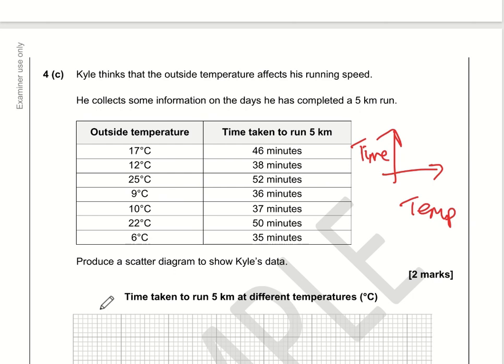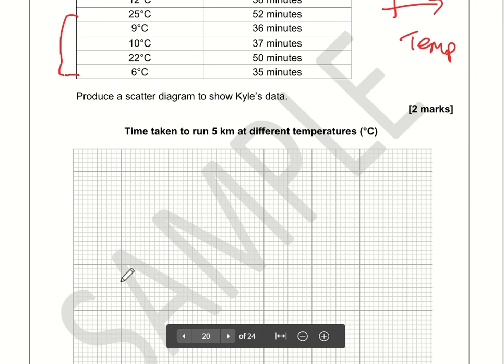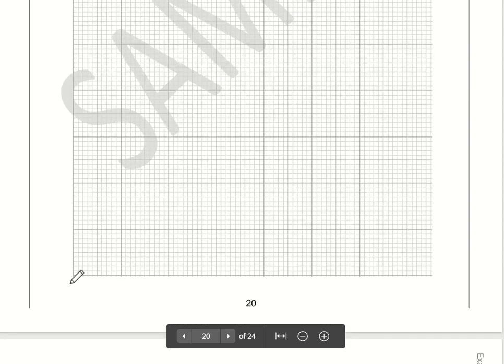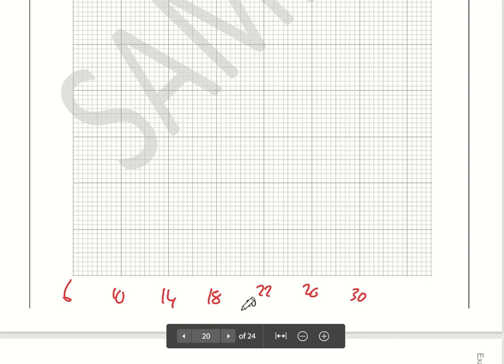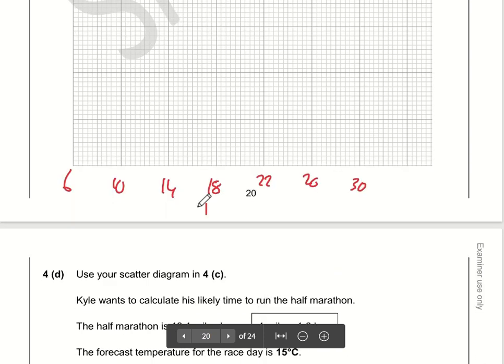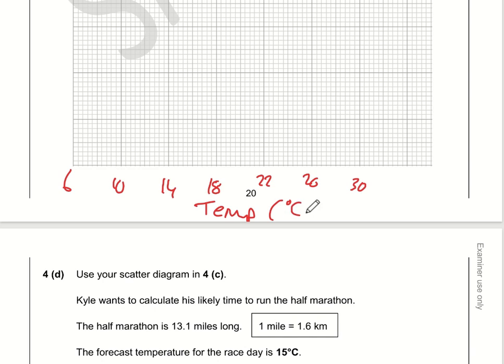So looking at the temperature, we've got 2, 4, 6, 8, 10, 12, 15 squares, and we're going from 6 to 25, so that's 19 degrees. So we can't have 1 square per degree. So I'm going to go 2 squares per degree, starting at 6. So 6, 8, 10, 12, 14, 16, 18, 20, 22, 24, 26, 28, 30. So I'll label this, make sure my axes are labelled, so temperature, and that is degrees Celsius.